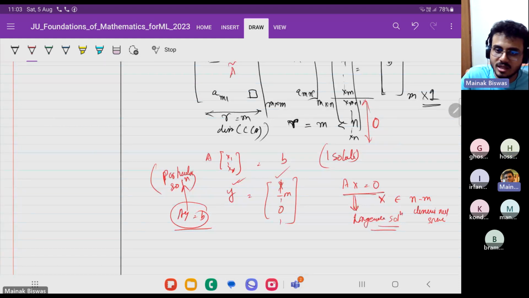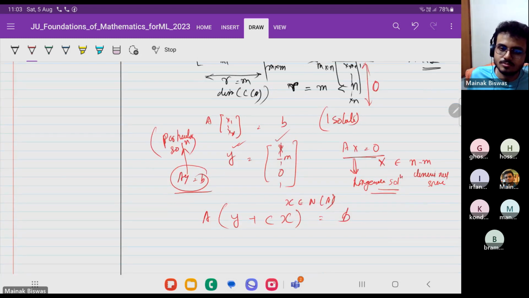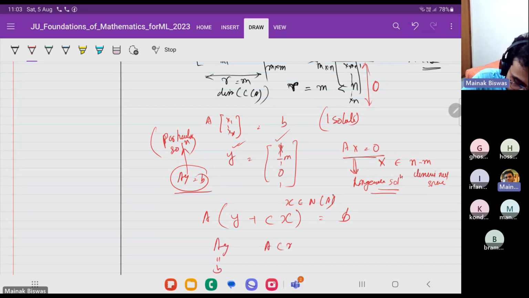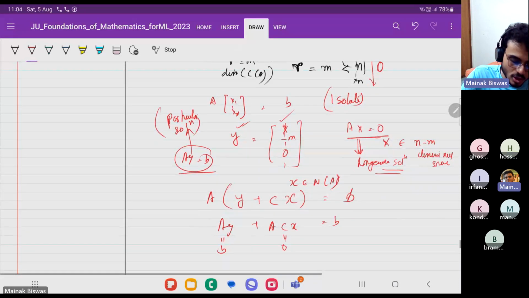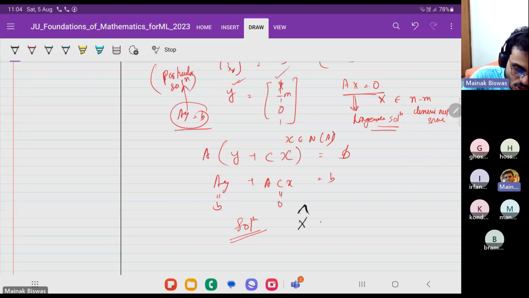Now let's see. If x belongs to the null space of A, do you agree that y plus cx will be equal to b? Yes or no? Because Ay is equal to b and Acx is equal to 0. So your solution space, if you have not understood it all this while, is x cap. This is why in your school books it was written that if there are more unknowns than equations, there can be infinite solutions. But remember, there can be 0 solutions also. This is a trick question I'll give you.